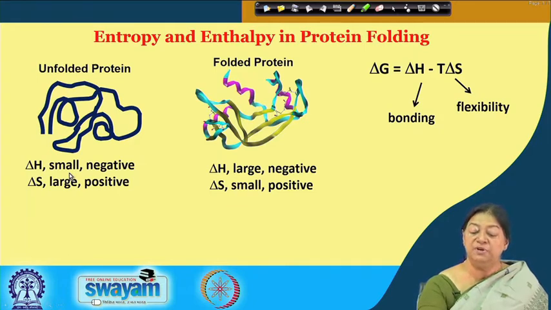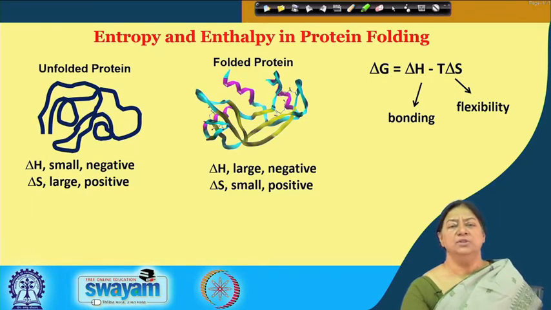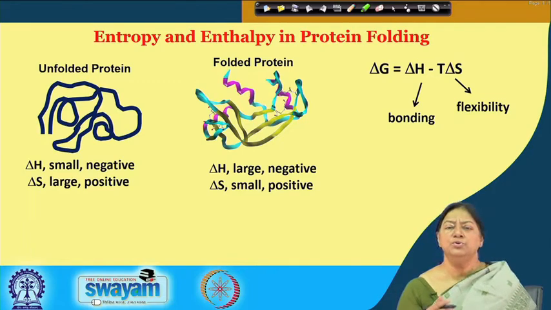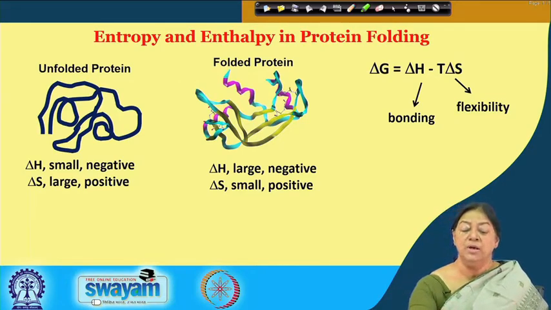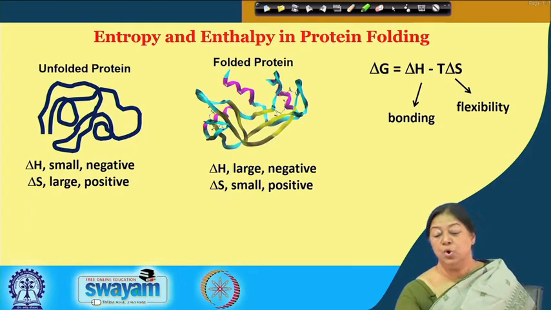Once we form the different types of non-covalent interactions within the protein structure, be it hydrogen bonding, hydrophobic interactions, or electrostatic and ionic attractions, these are all going to contribute in their little ways to the stability of the protein structure in general. But delta S is small and positive because there has been an order brought about in it. So, delta S is recording the flexibility and delta H the bonding.